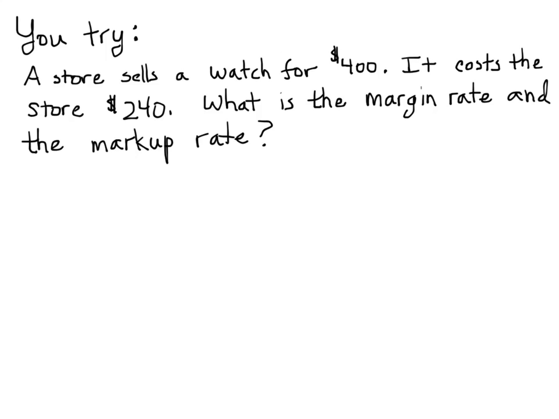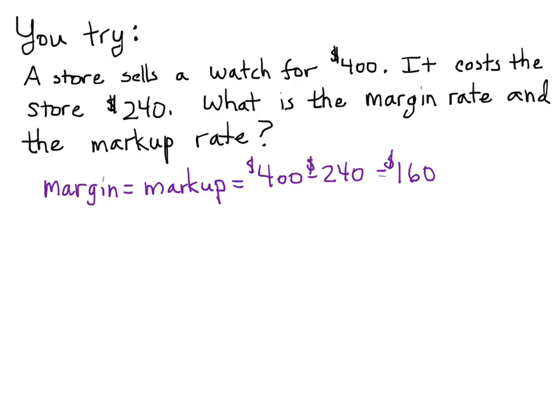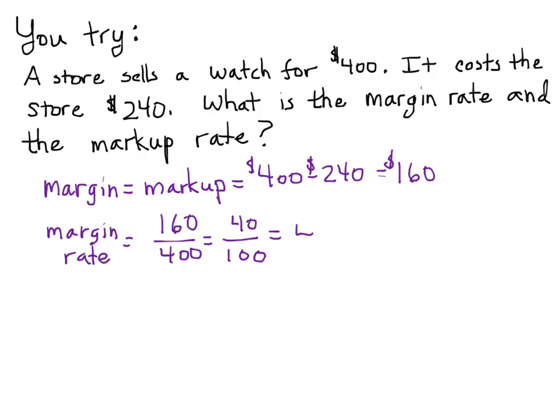Take a look at a solution here. Okay, so what's the solution here? The margin and the markup in terms of dollars is exactly the same. It's 400 minus 240, which is $160 margin or markup. This is a fixed number, okay? So we look at a rate. The margin rate is the margin divided by the price, and so we get a 40% margin.